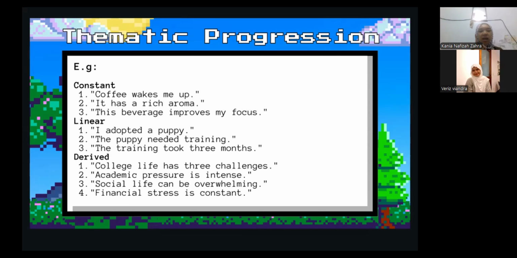Yes, correct. And how are sentences 2, 3, and 4 connected to the first sentence? Yes. So it means that the second, the third, and the fourth sentences are connected and become one to support the first sentence. Correct? Yes. And it is called derived.